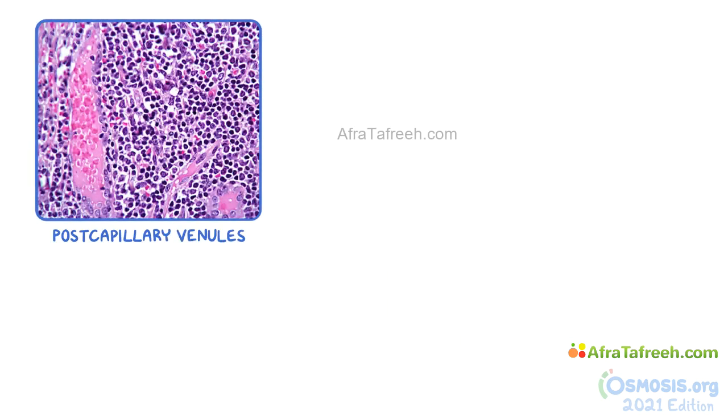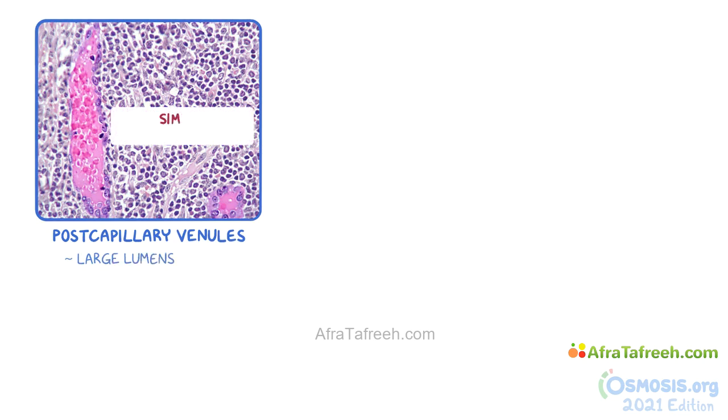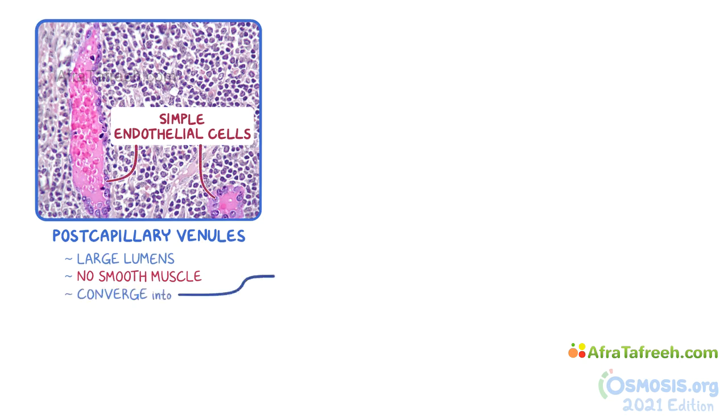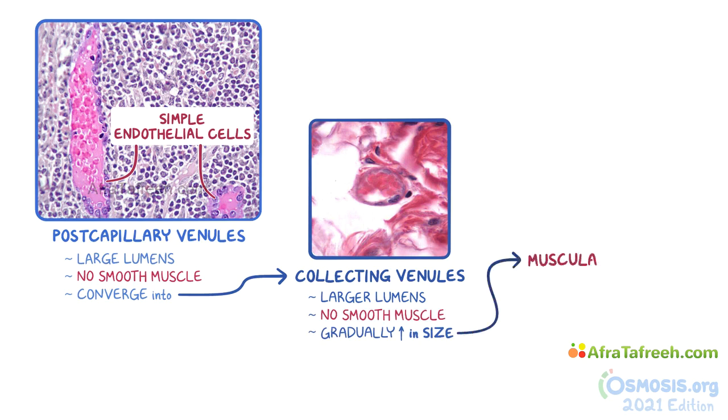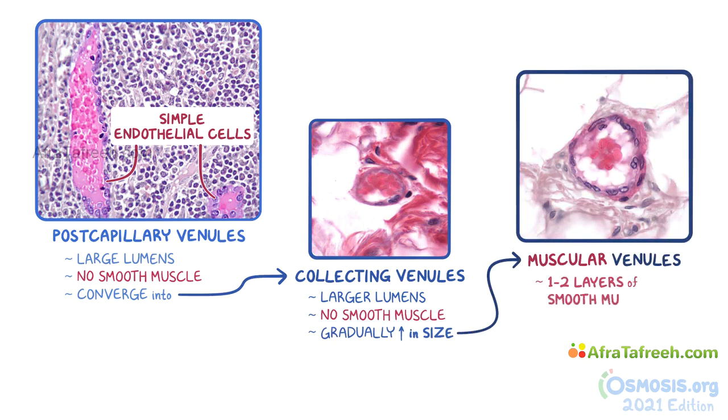After the capillaries, the blood then drains into postcapillary venules, like the ones in this section taken from a lymph node. The venule on the left is a longitudinal cut of the blood vessel, and the one seen in the lower right is a cross-section. These vessels have large lumens with only a thin wall of simple endothelial cells and no smooth muscle. The postcapillary venules then converge into collecting venules that have even larger lumens and still don't have a layer of smooth muscle. These venules gradually increase in size. Once smooth muscle is present, they're considered muscular venules, which can have 1 to 2 layers of smooth muscle surrounding the endothelium. In this image, we can see that the venule is at least partially surrounded by smooth muscle.